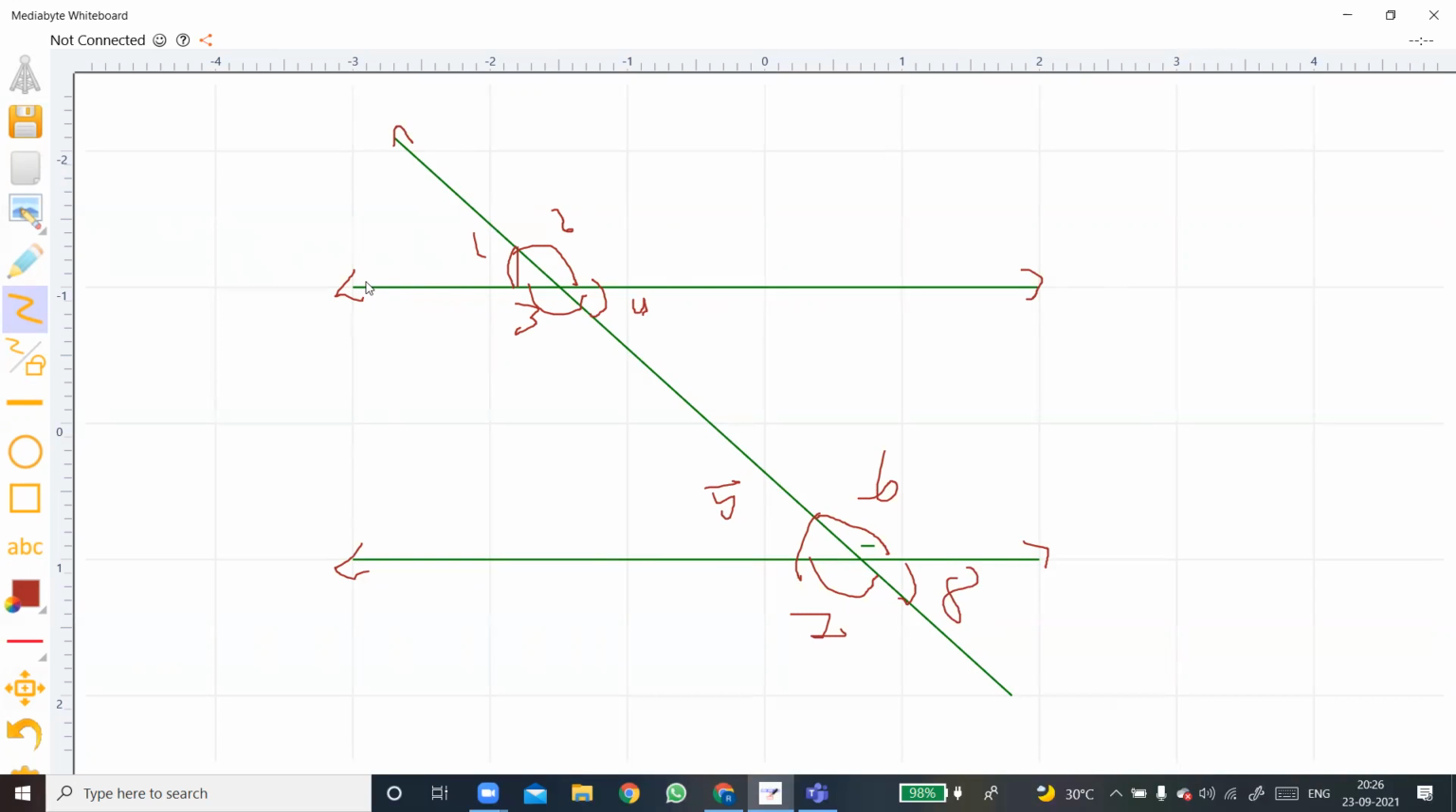You can just forget this upper portion, angles 1 and 2 and 7 and 8. You can forget the bottom and the top. Only focus on this place. This alone is enough. So alternate interior angles are like angle 3 and angle 6, and angle 4 and angle 5. And similarly we have alternate exterior, corresponding, adjacent, and so on.